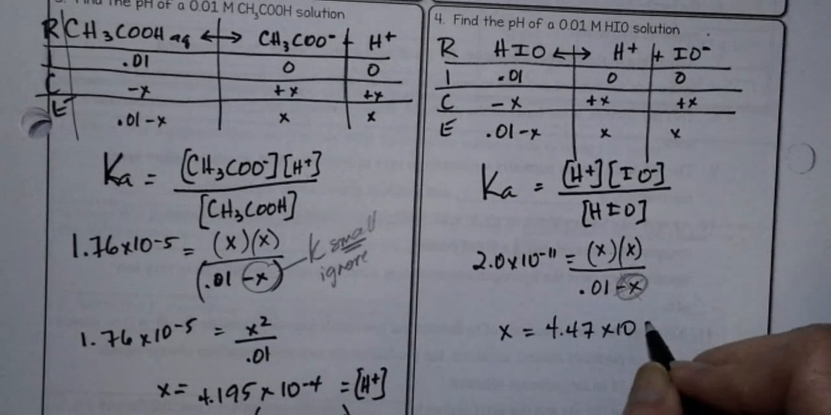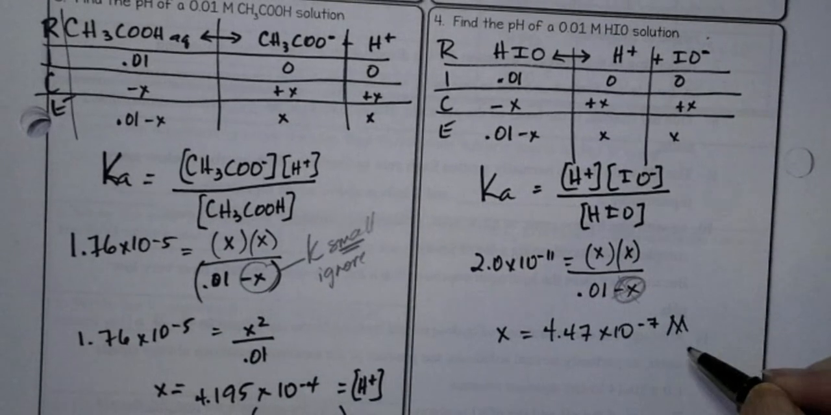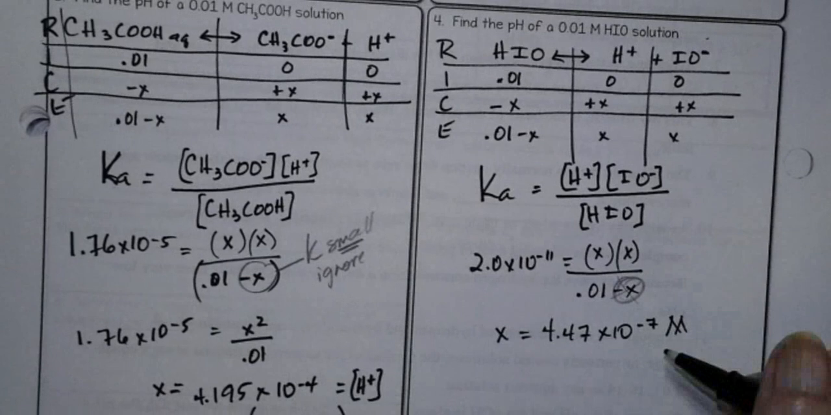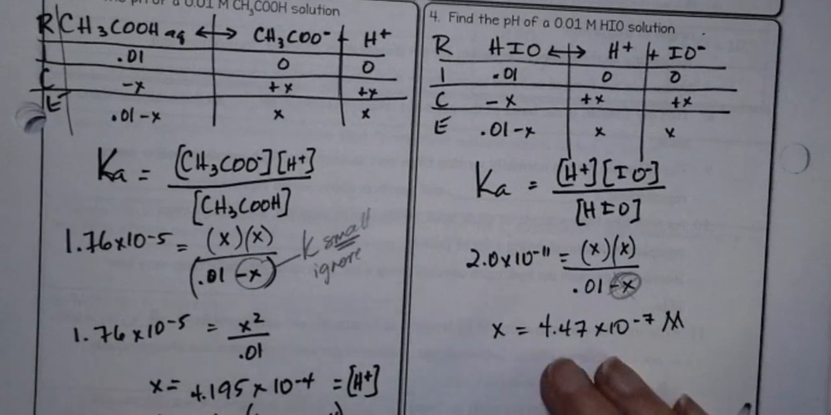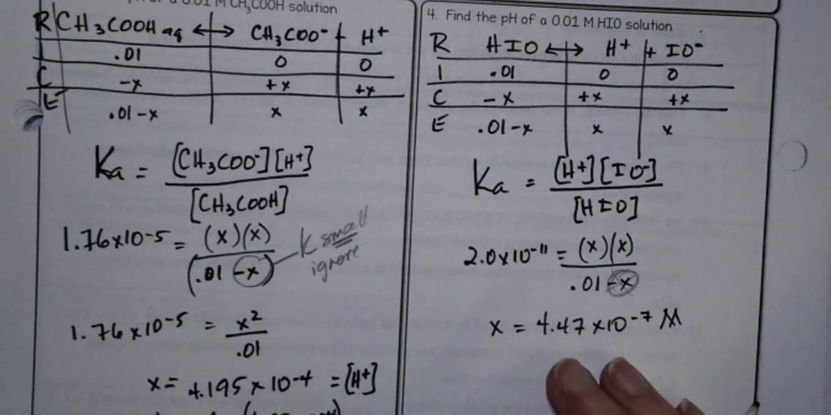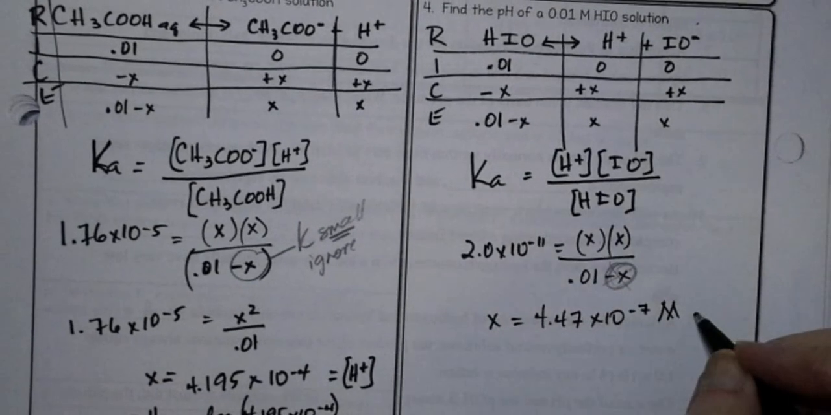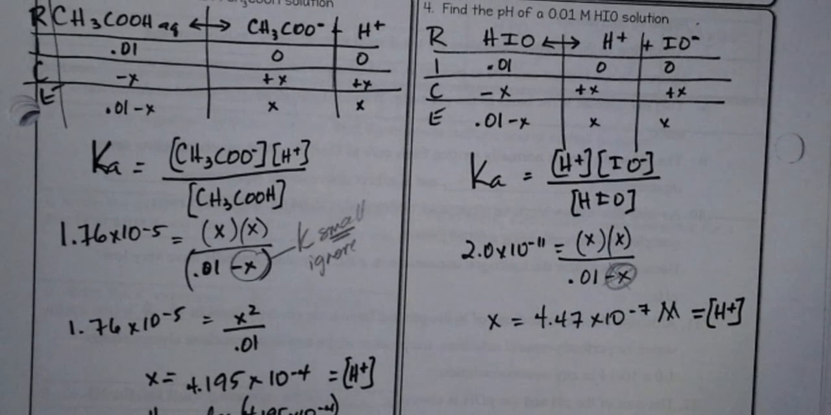If we were doing Keq or Ksp or Kc or any of those, then we would be done here. But in this case with acid bases, we want one more step. They're going to ask you the pH. So this is your hydrogen ion concentration. Take the negative log of that. So your pH is the negative log of that 4.47 times 10 to the negative 7.